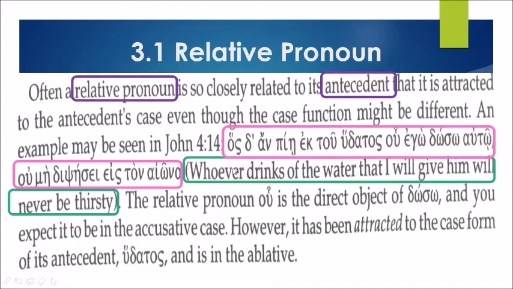So hos d' an pie, whoever drinks of the water. The relative pronoun hou, the water that I will give, is the direct object of doso, and you expect it to be in the accusative case. However, it has been attracted to the case of its antecedent hudatos and is in the genitive.